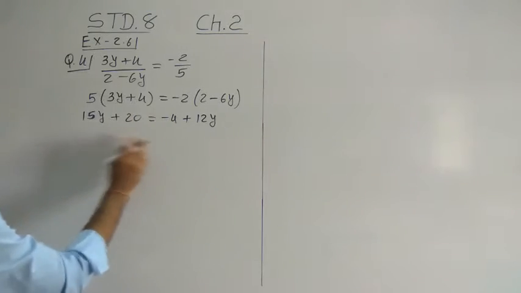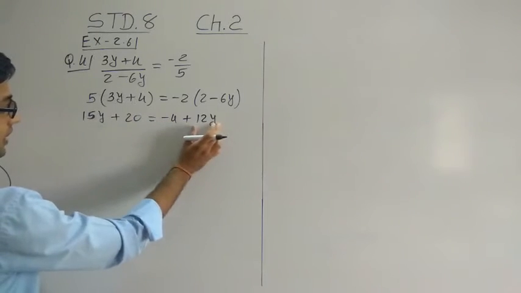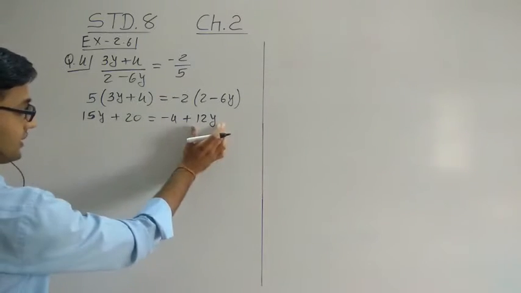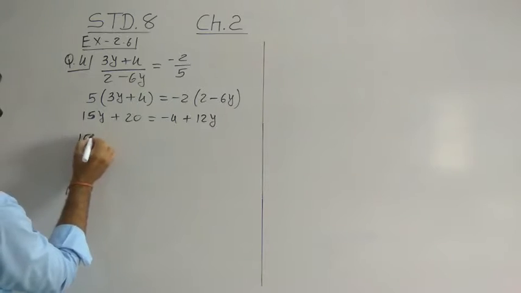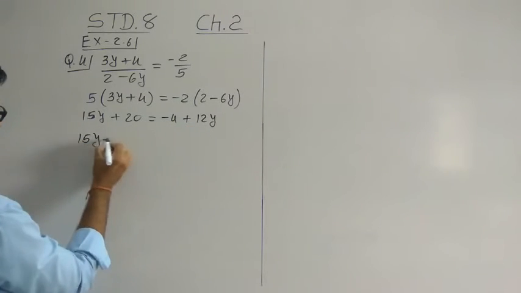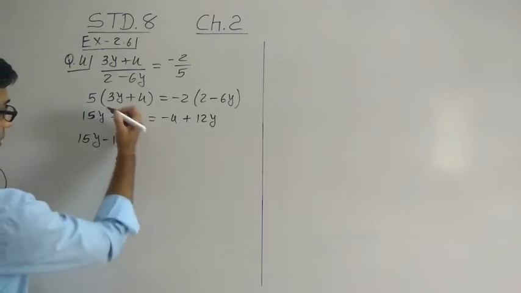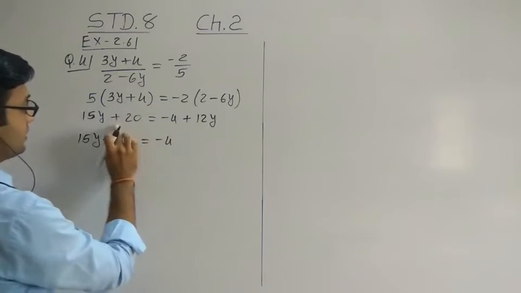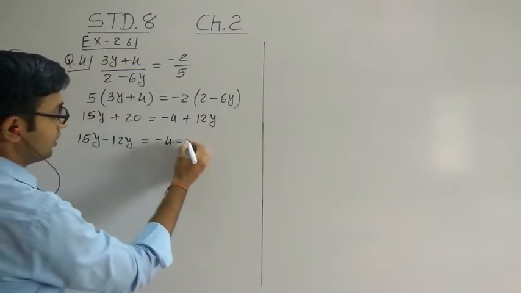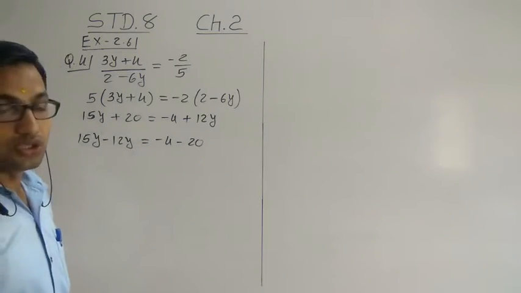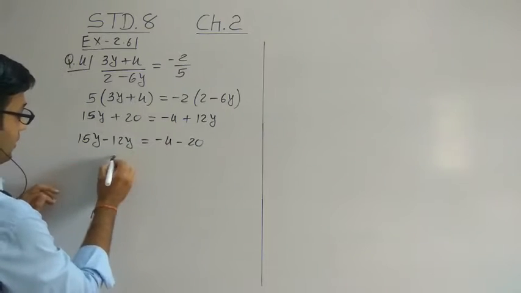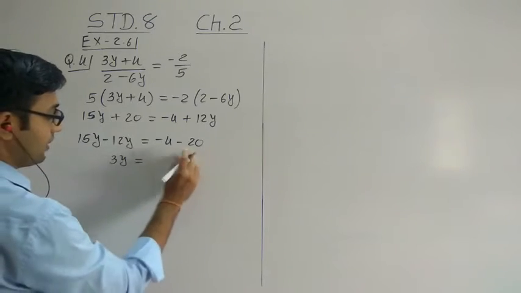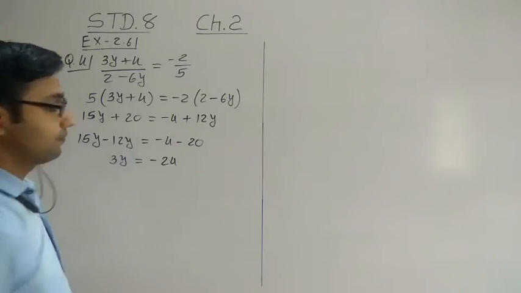Now collect all the terms with the variable y to the left-hand side and the constants to the right-hand side. So take this 12y here: we get 15y as it is, and 12y is positive, now it will become negative, so 15y - 12y is equal to -4 as it is, and this 20 is positive. If we take it there, the sign gets changed. So we get 15y - 12y, that is 3y, and here we get -4 - 20, that is -24.